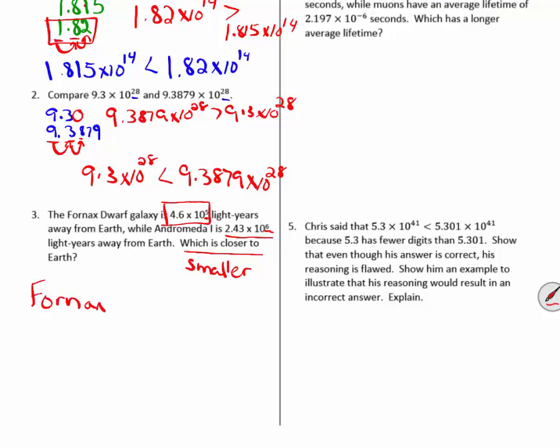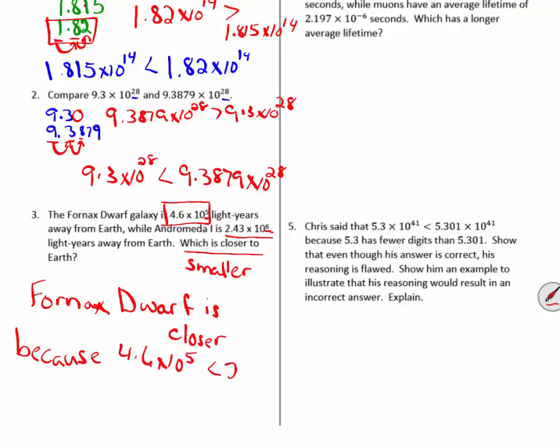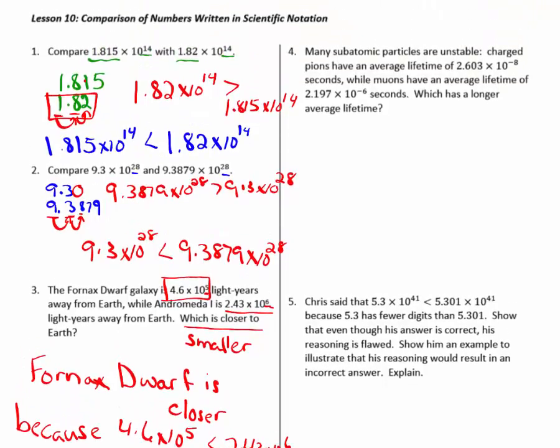Fornax dwarf is closer. Now I'm going to write a reason. That's supposed to be an X because 4.6 times 10 to the 5th is less than 2.43 times 10 to the 6th. All right, so this tends to be one of the easier topics of this chapter. I hope you're finding that too.